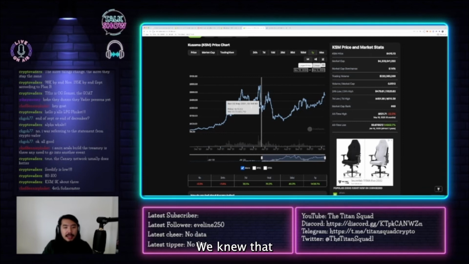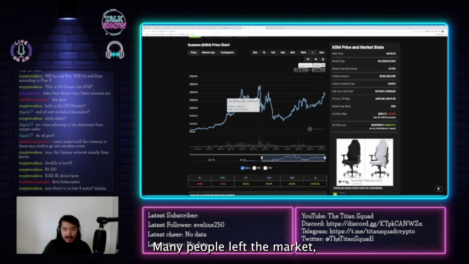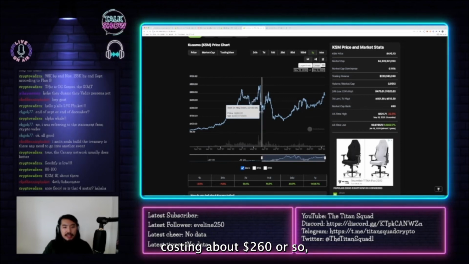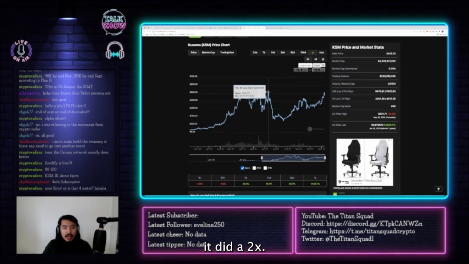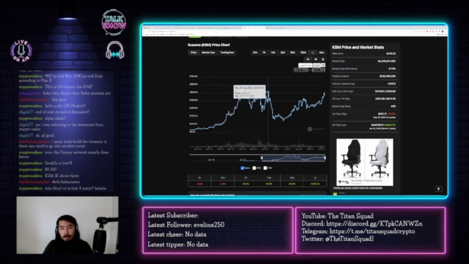May was like mayhem, where it really just totally dumped, right? And I wouldn't call it a flash crash, but it was really a crash and a correction in May. I think a lot of people were wondering what's going on. Many people left the market. But the point is this, with the crowdloans, even at Kusama costing about $260 or so, it did a 2x, right? So I would say this second pump is kind of due to the crowdloans, because the crowdloans started, I think, in early June.